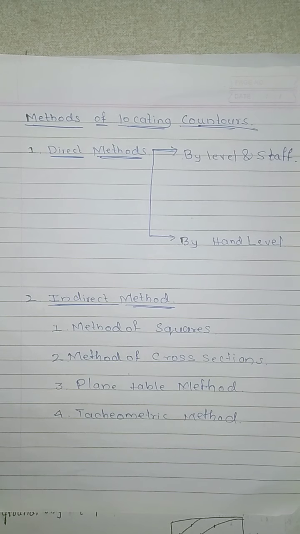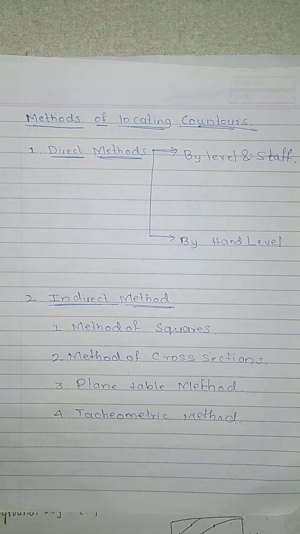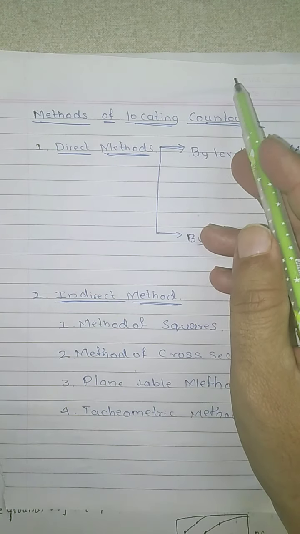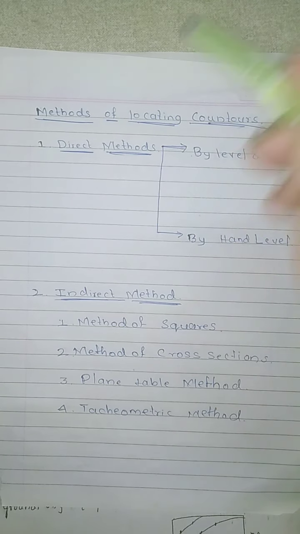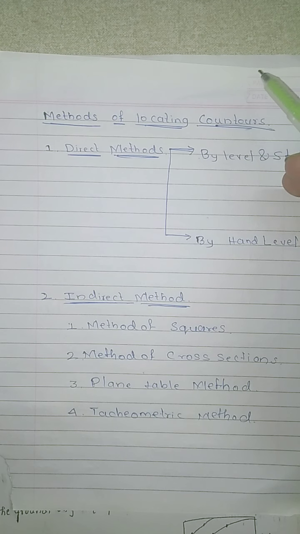Indirect methods. Okay, now we will be discussing what the direct method of location of contour is. In the direct method, you are going to plot the contour line which is traced on the ground. Only those points that you survey are plotted in the direct method. After surveying those points, they are plotted and the contours are drawn through them.